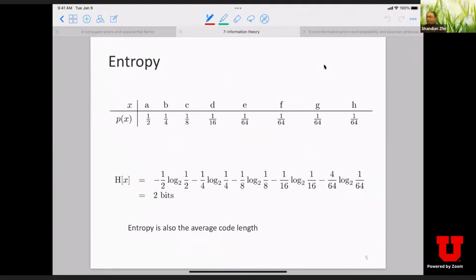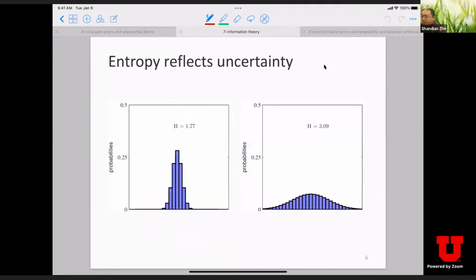So from coding theory, entropy is also an average code length. That means, if I want to design some binary code, bits to represent a particular random variable, what is the average length that I can use to represent it? We just list this for your reference. We're not going to go deep into that.